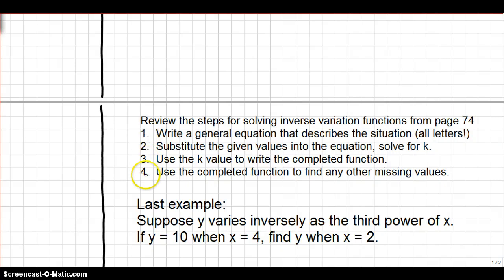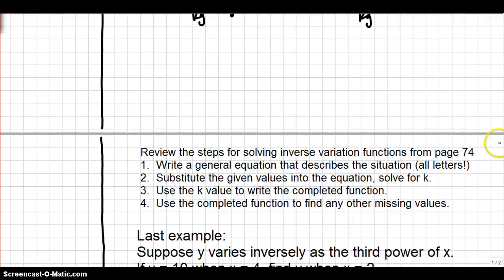There's typically 4 steps involved with variation functions. You want to write the general equation first using all letters. Don't forget the k. Then substitute in 2 values that you know to solve for k. Substitute the k in to complete the function, and then plug in any other missing values to solve.